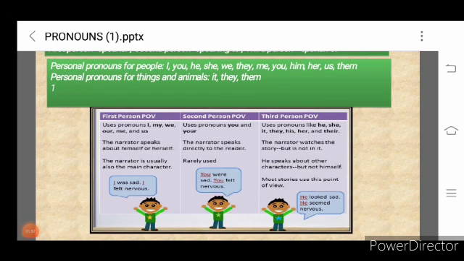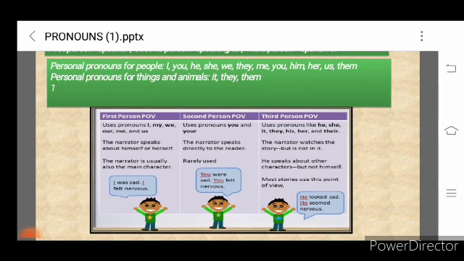Clear? I was sad, I felt nervous. So this is the first person. You were sad, you felt nervous. This is the second person. He looked sad, he seemed nervous. So this is the which person? Third person. Clear, students? So these are the personal pronouns.